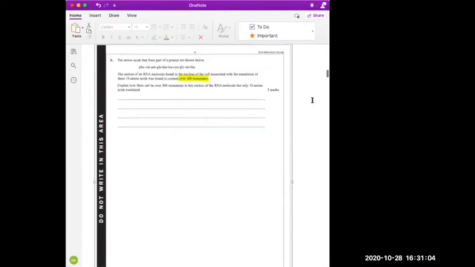Okay. So then they're giving you a section of 10 amino acids forming a protein. The section of RNA found in the nucleus of the cell associated with the translation of the 10 amino acids was found to contain over 300 monomers. So explain how there can be 300 monomers, but only 10 amino acids.